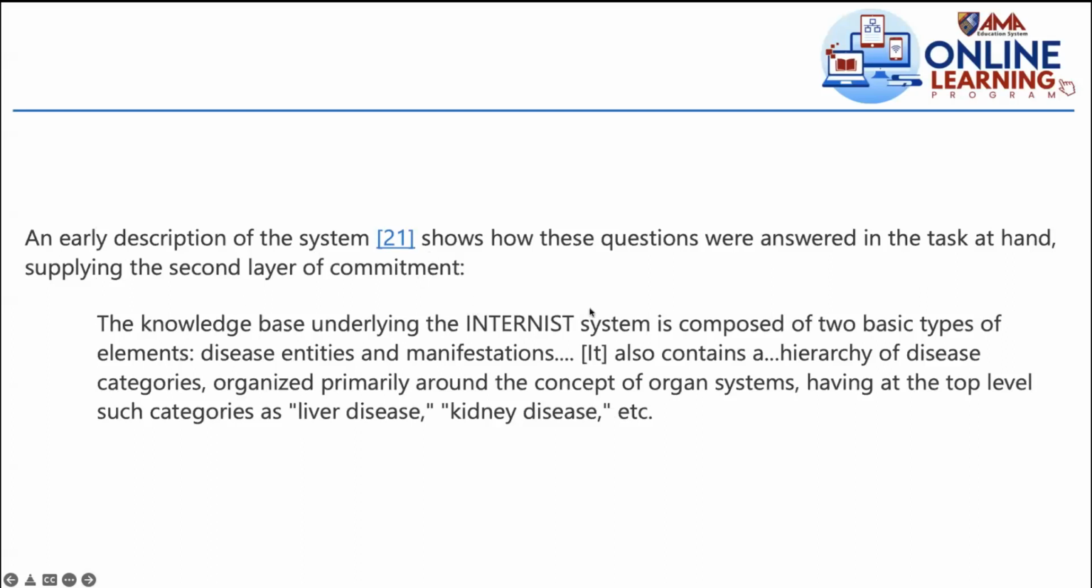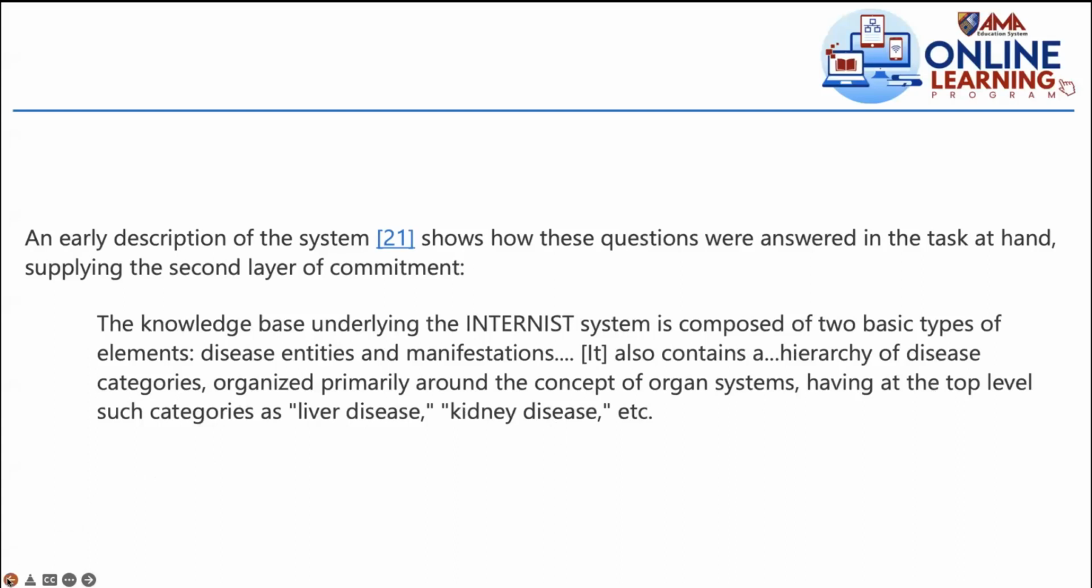So the knowledge base underlying the Internist system is composed of two basic types of elements: entities and manifestations. That's why I suggest you explore more on this, because this program has to do with internal medicine, that kind of medical diagnosis. So it's limited, because this is the task at hand. It has to do only with internal medicine. In that, these two are important: entities and manifestations. It also contains a hierarchy of disease categories, organized primarily around organ systems, having at the top level such categories as liver disease and kidney disease.